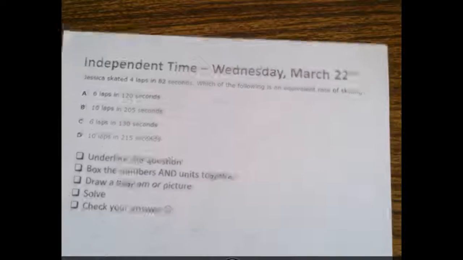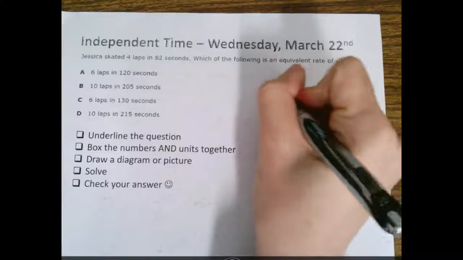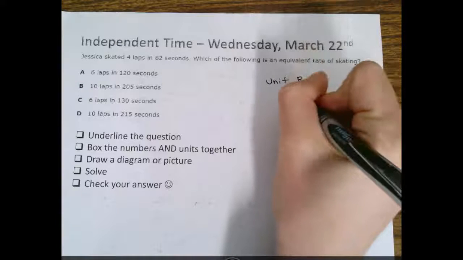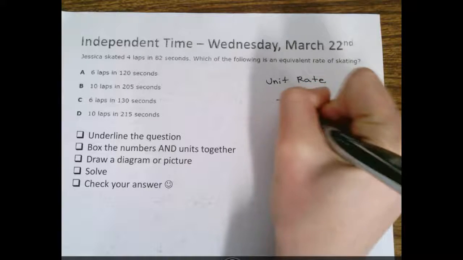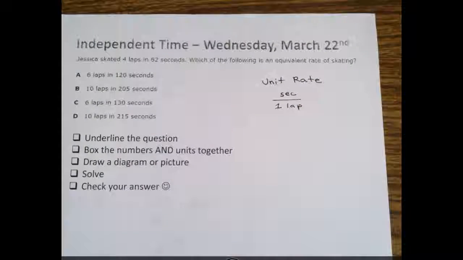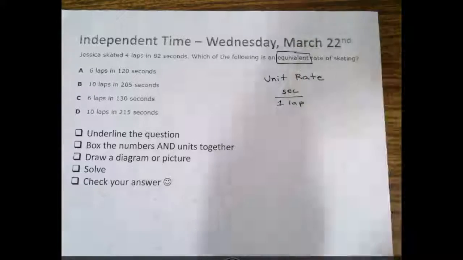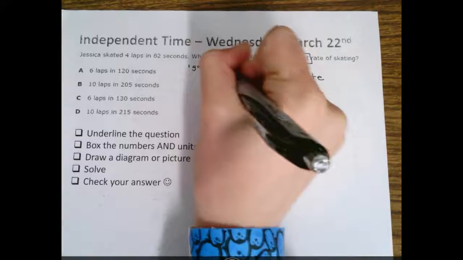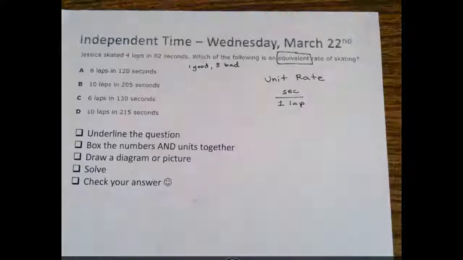Now you guys are going to be doing a problem super similar. This is Jessica skating 4 laps in 82 seconds. Remember, we want to find her unit rate. So this would be how many seconds in 1 lap, because we want to know her speed that she's going around the track. When you guys figure that out, we want to figure out which one is equivalent. So on the back it was which one is not. This one we're going to have 1 good one and 3 bad ones. So 1 that is equivalent and 3 that are unequivalent. Take your time, rock it out.